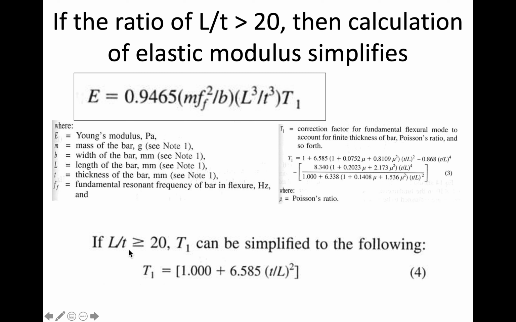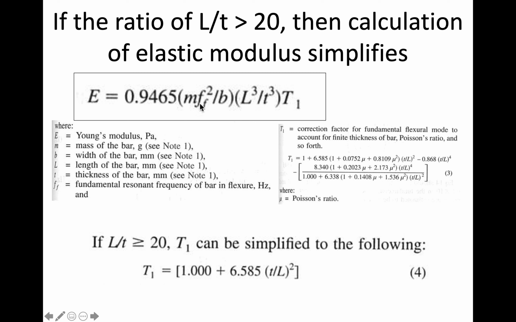However, if the length is 20 times the thickness or greater, then we can simplify that correction to just this equation. So I have you in our lab do this so that it saves you the calculation. You only have to do this as opposed to this calculation here. So that's one more thing to look at when you're looking at the length and the thickness of the sample.